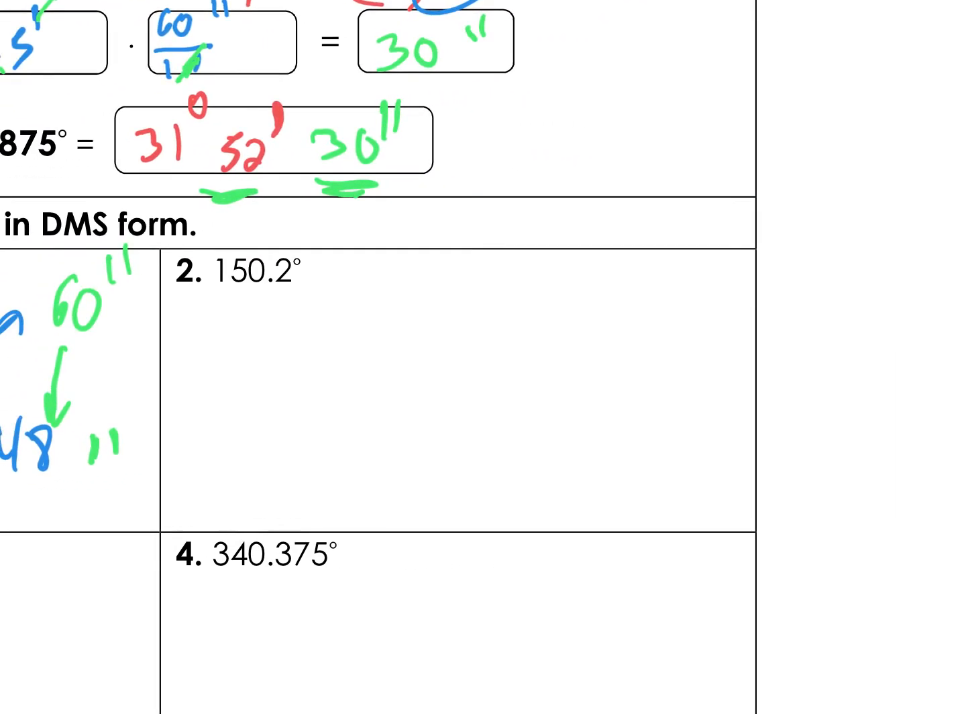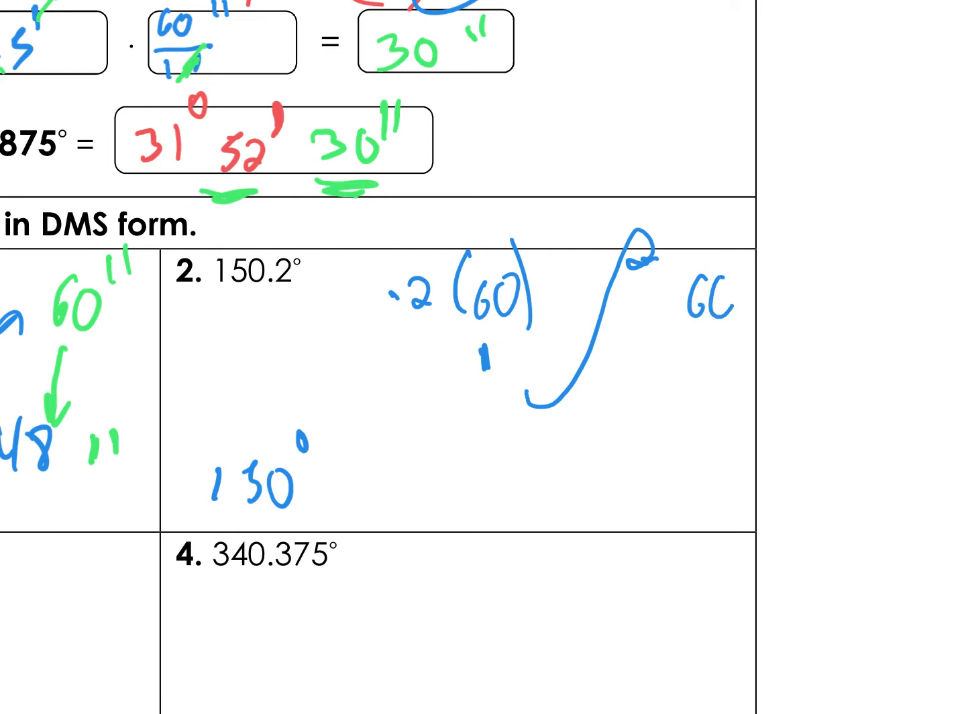Let's do another one. I'm going to drop down the 150 degrees and lock that in. Now I need to take my 0.2 times 60. The whole number part will be my minutes. Then I'll take the leftovers and multiply it by 60 again, 60 seconds, because that was 60 minutes. That'll give me my number of seconds. Okay? You do it first.